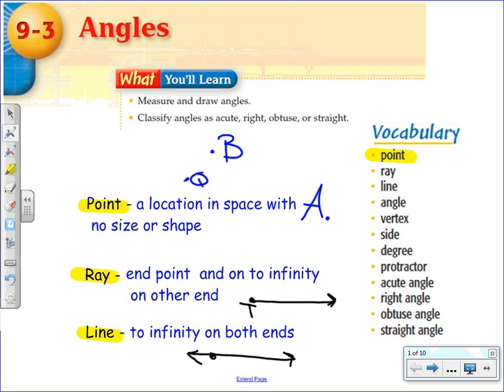A line might be labeled, say if it had 2 points on it, we would call this line QR. A ray, if this had 2 points on it, T and S, would be labeled ray TS with a line over the top and an arrow. QR as a line would have an arrow at both ends and be labeled QR. We'll get the rest of these words in the next pages.